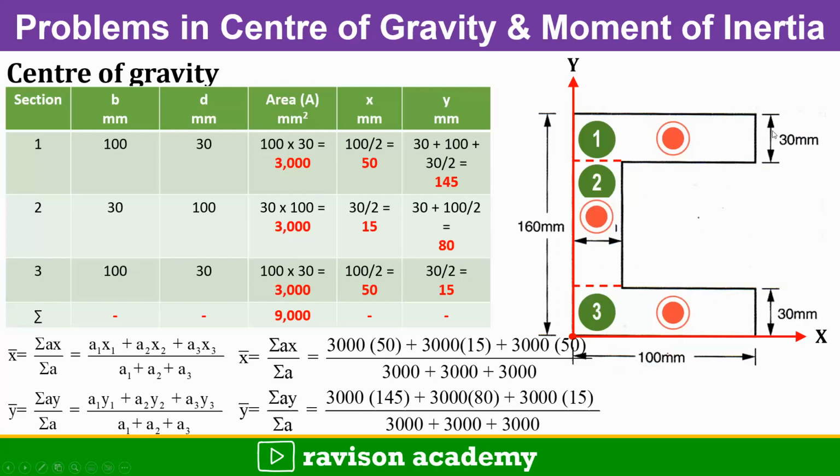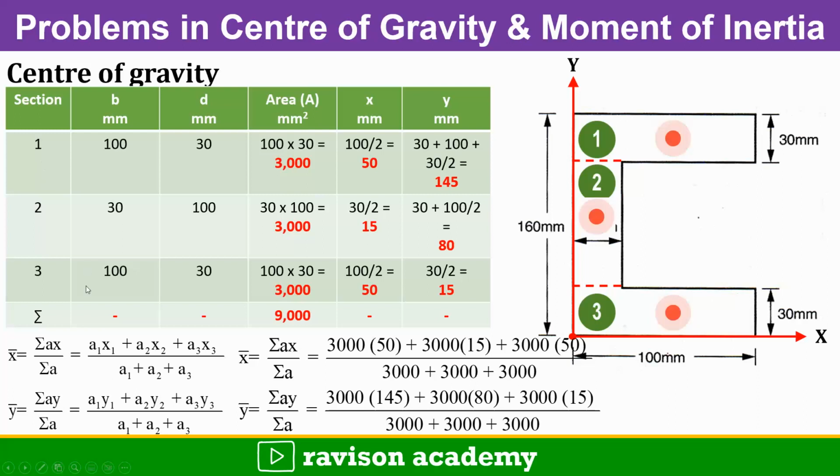In the same way, for section 2, the area is 3000 mm square, x is 15 and y is 80. For the third section, the area is 3000, x is 50 and y is 15. Summing up the area, we get 9000 mm square. Coming to the centroid, x bar equals summation ax by summation a, that is a1 x1 plus a2 x2 plus a3 x3 divided by a1 plus a2 plus a3.